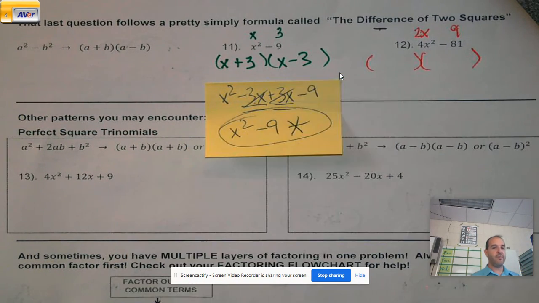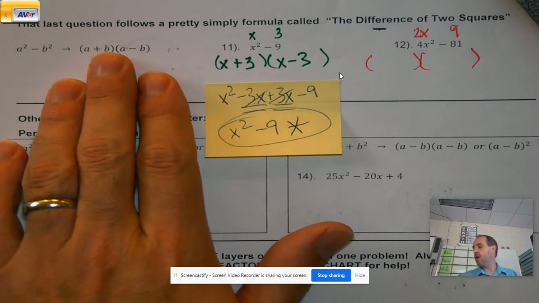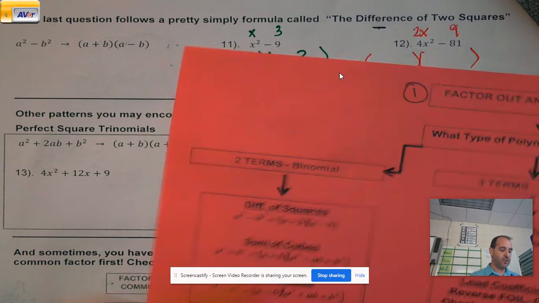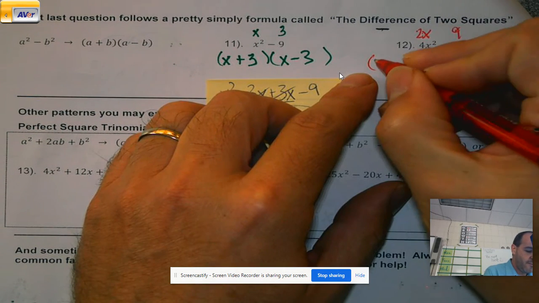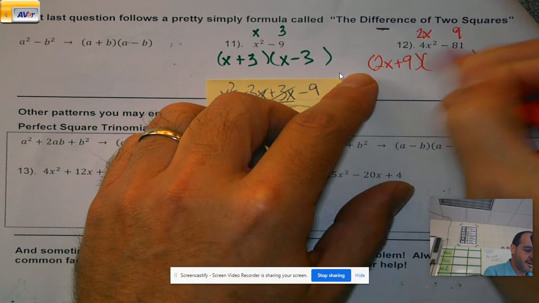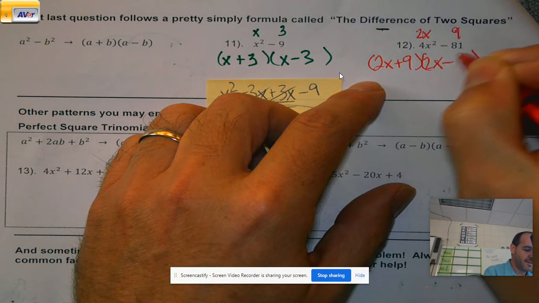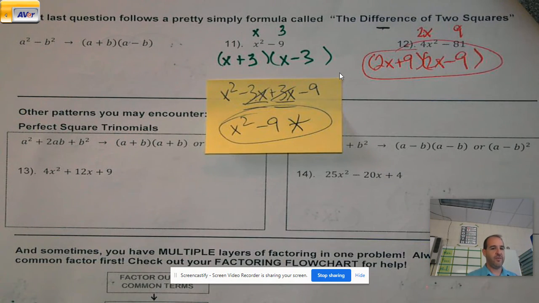because again, you're never going to be without having the form. Whether it's here, the form is on your help sheet. There's the difference of squares. Okay? First plus second, first minus second. And we go about our business.